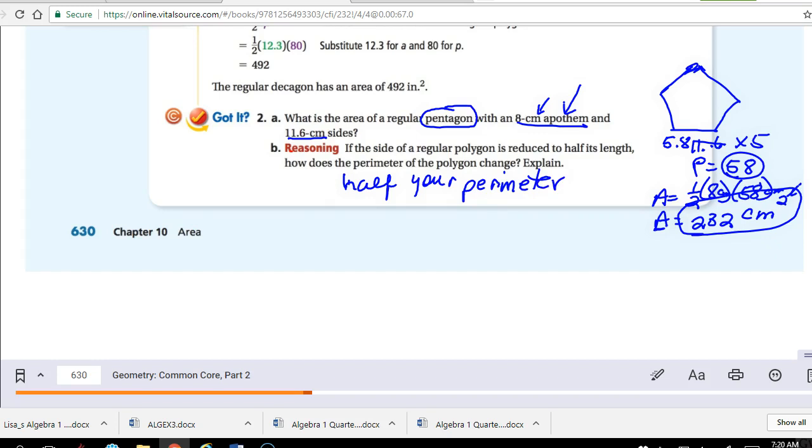Okay? Because if each side is half, that's a half, half, half, half, half. Then when you multiply, and you could prove that by taking 5.8 and multiplying that one by 5, you're going to end up with 29, which is half of the original perimeter. So that would be a great explanation for how that works. I hope this was helpful.